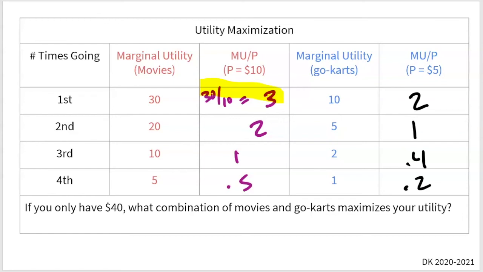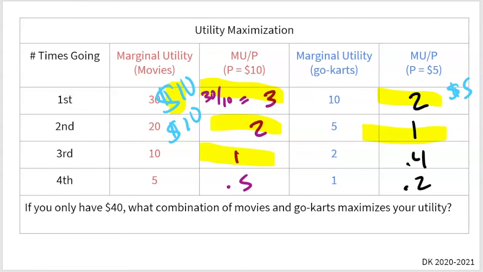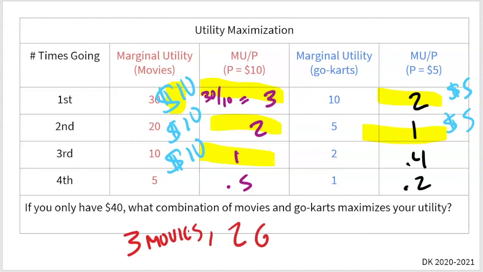Well, now what are we going to do? Here we're probably going to go go-karting, but then we'll also go to the movies. And so how much money have we spent now? Well, here we have $10, $20, $25. We still have $15 left to spend. Here we're going to go see the movie the third time, and then we're going to go go-karting a second time. So now how much money do we spend? Well, $10, $5. So if we're going to answer the question, what combination of movies and go-karts maximizes utility? Well, it's 3 movies and 2 go-karts.